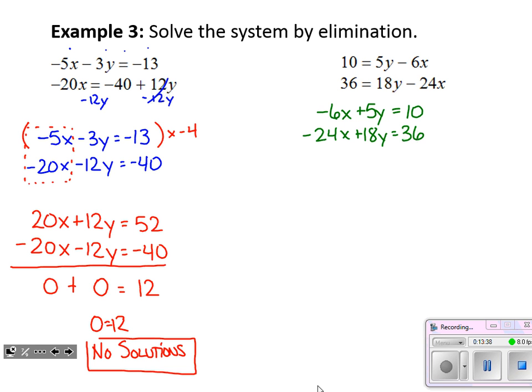All right, which variable looks easiest to set up for elimination? I would probably choose the x's here, just because to get the 5 and 18 in the y's to eliminate, I'd have to do a lot more work. So what can I do? Well, if I want to turn this negative 6x into a positive 24x, I just need to multiply by negative 4. Oh, that's kind of funny. It's the same thing we had to do in the last one. It won't always be that way, but it happened this way in this lesson.